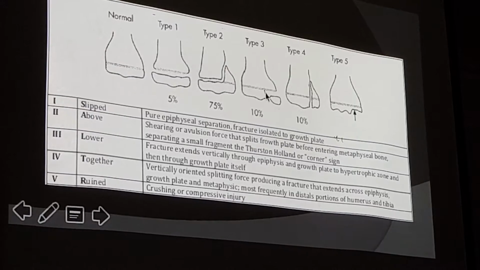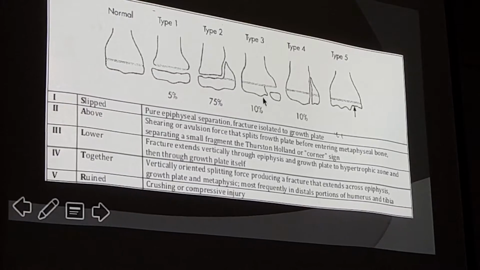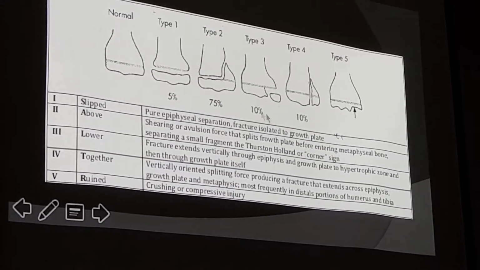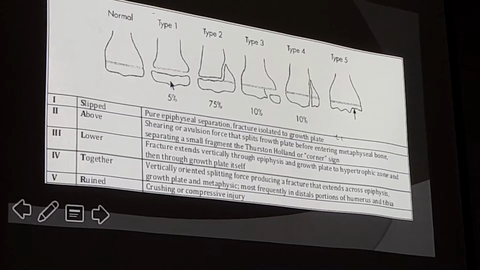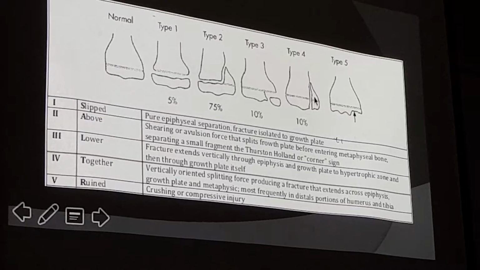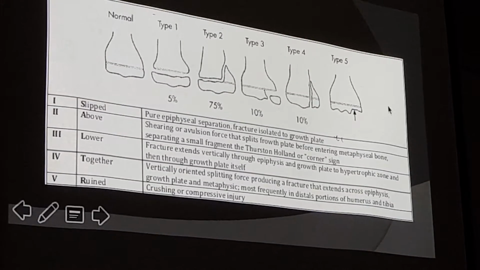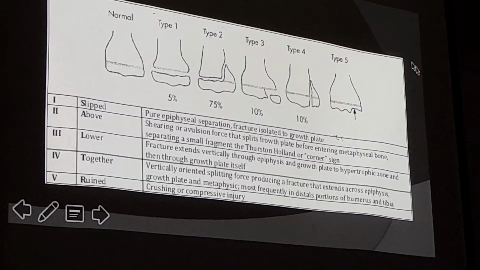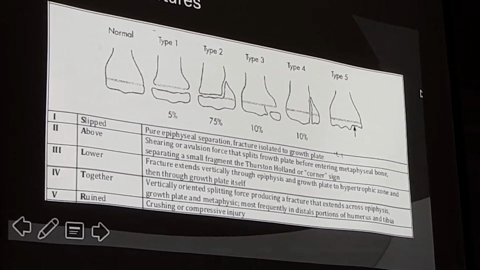So, above, whereas type 3 is lower. It's distal to the metaphysis, so you have an epiphyseal fragment. So this is type 3. So S, slip; A, above; L, lower. Type 4 is together, both metaphysis and epiphysis. And type 5 is a compression fracture, ruined. So SALTR is the basic mnemonic for Salter-Harris fractures.